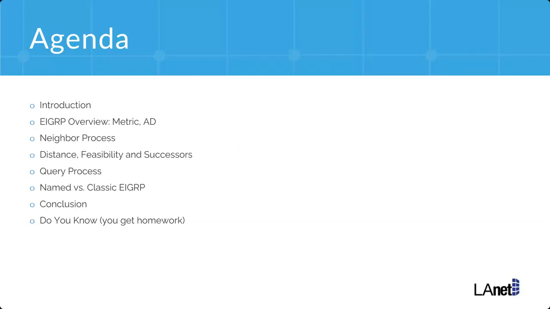So just a real quick look at the agenda. We'll have a quick intro to what SCUG is as we kick off the 2024 year. We'll go over the protocol in general, then we'll talk about the neighbor process. We'll spend a good amount of time over on distance, feasibility, and successors and some of those concepts. We'll also spend a decent amount of time over on the query process, which is important to the scalability of EIGRP. And then we'll end with some named versus classic EIGRP, or sometimes named versus numbered EIGRP. Classic and numbered are kind of the same concept.